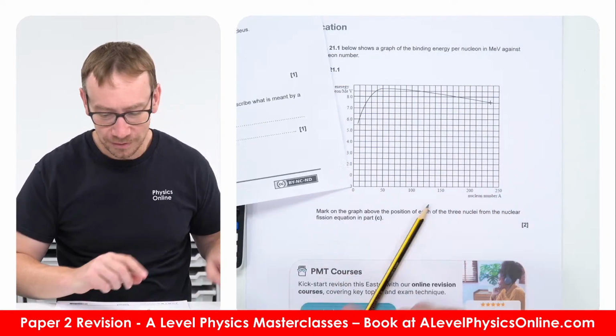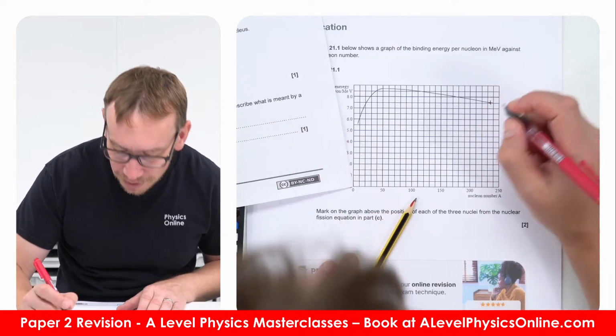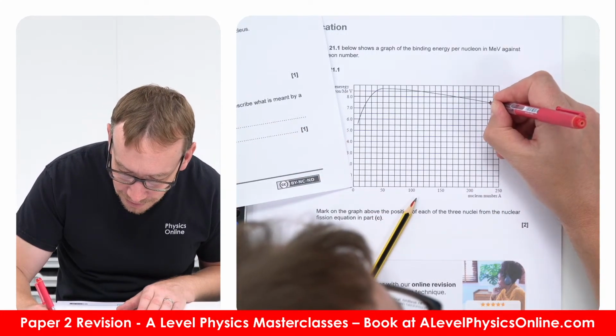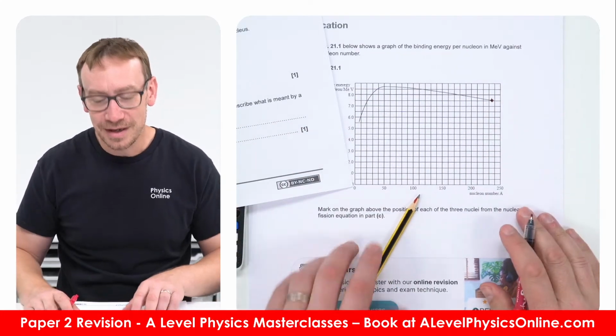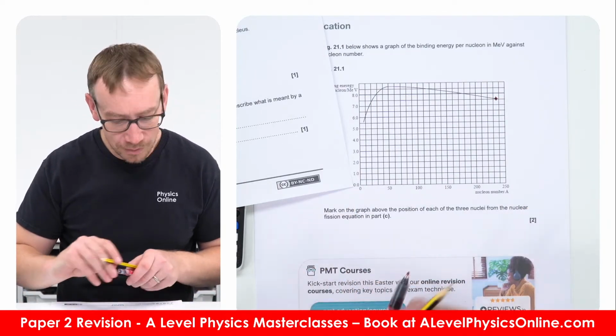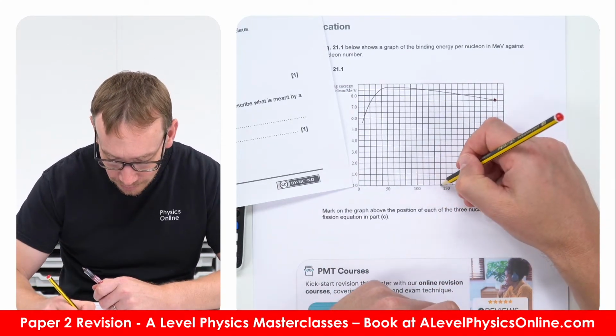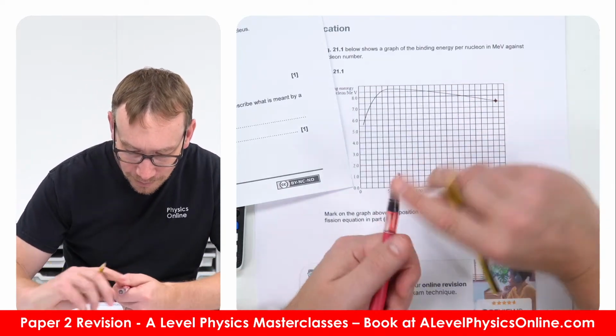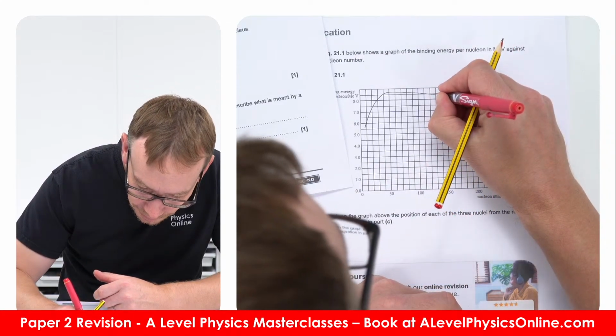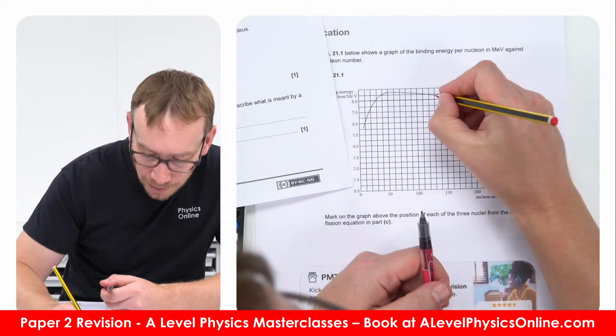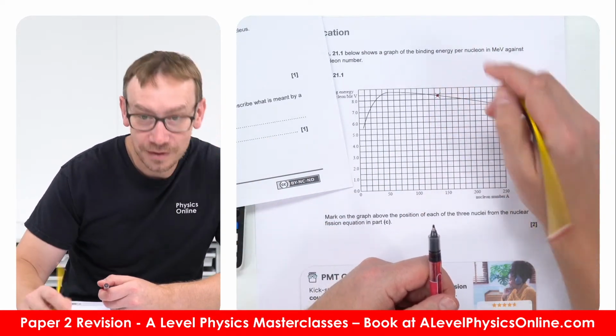That's probably a bit difficult to see, so I'm just going to put a dot where I did that. That's probably difficult to see as well, isn't it? Okay, we've then got xenon 135, so that's 131. So xenon is up here in that point, which I'd probably do with a nice large cross for the exam.